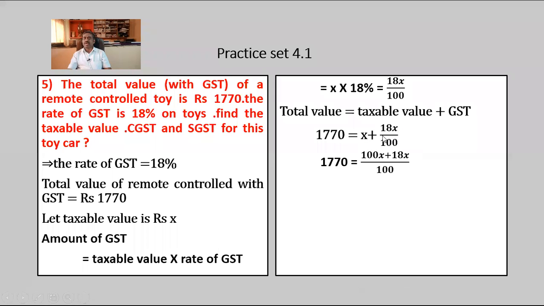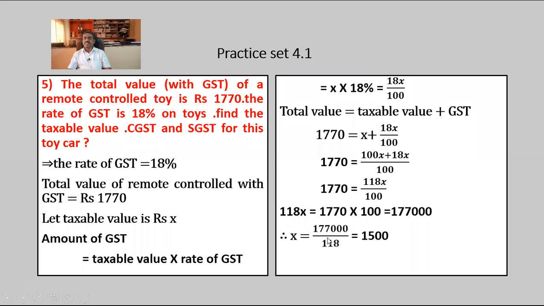Here x upon 1, cross multiplication on RHS side, 100x plus 18x upon 100. At denominator 100 goes on RHS side, then we get multiply. 1770 is equal to 118x upon 100. 118x is equal to 1770 multiply 100. X is equal to 1,77,000 upon 118. 118 divide into 1,77,000, then we get 1,500. This is the value of X. X is the taxable value. Total taxable value is equal to rupees 1,500.